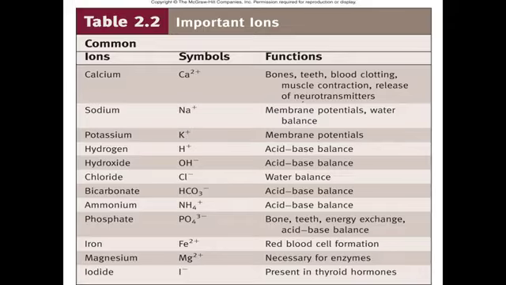So these are some important ions you should memorize. The common ions like calcium, sodium, potassium, hydrogen, hydroxide, chloride, bicarbonate, ammonium, phosphate, iron, magnesium, and iodide. These are important for body functions. If I were to decide which are the most important, sodium, potassium, important for almost everything. Hydrogen, hydroxide for bases. Bicarbonate, not so much. It only regulates acid bases. And iron, magnesium, and iodide are supplementary ions.